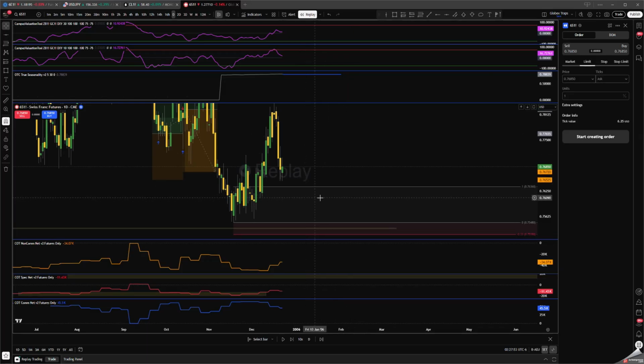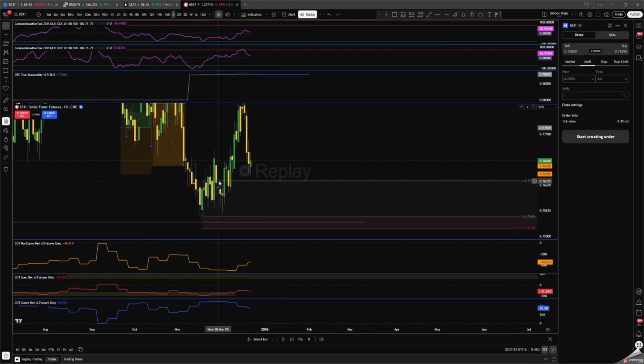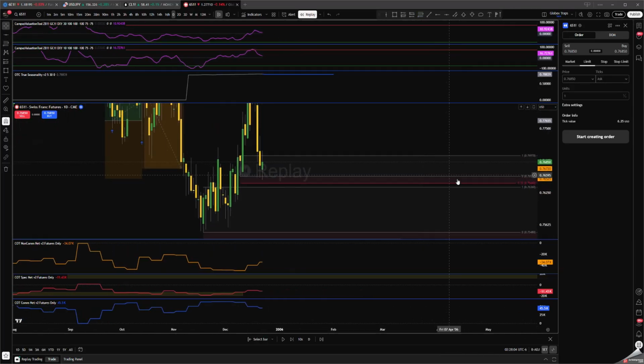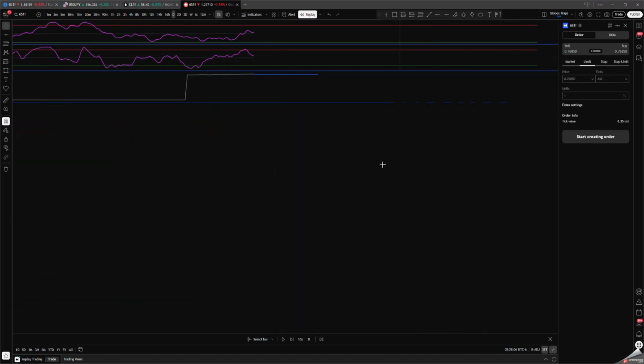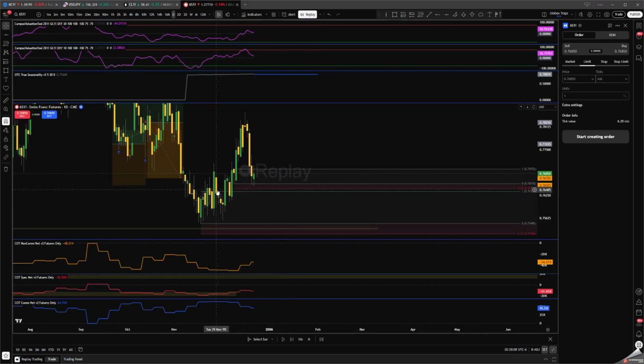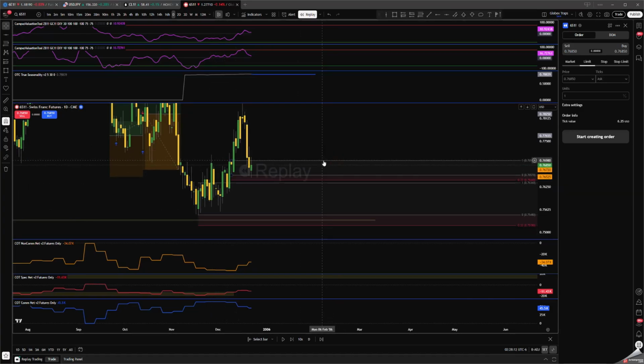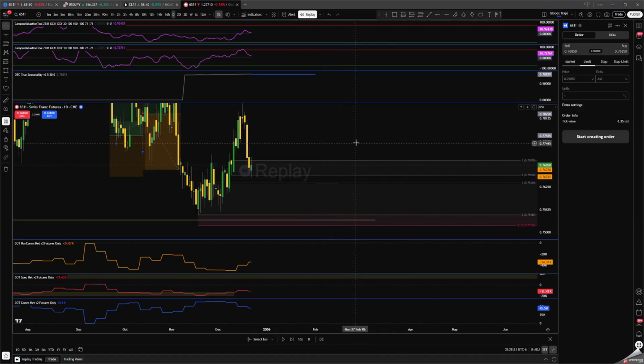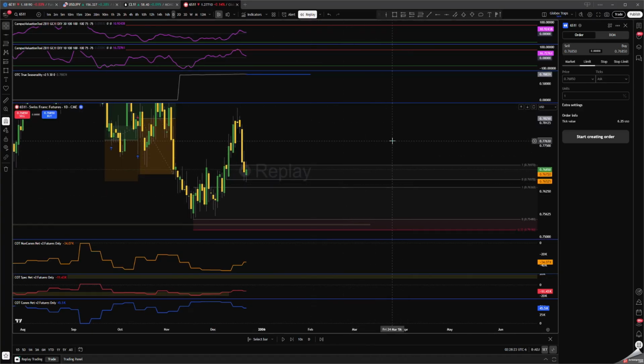So there's one demand here, there was one demand here, which I would still not take, and I would still take this bottom one because it's the safest zone to play, but it's less likely to be filled. I will still mark this one anyway. 1 to 2.